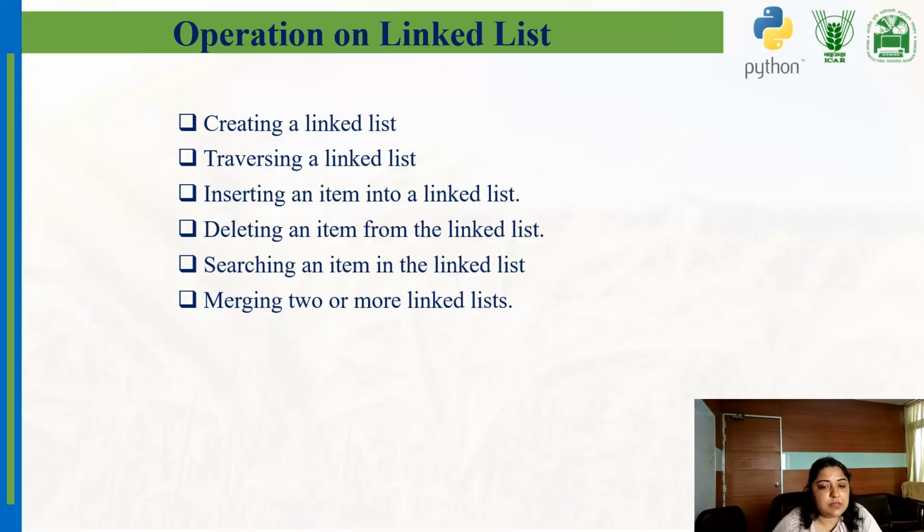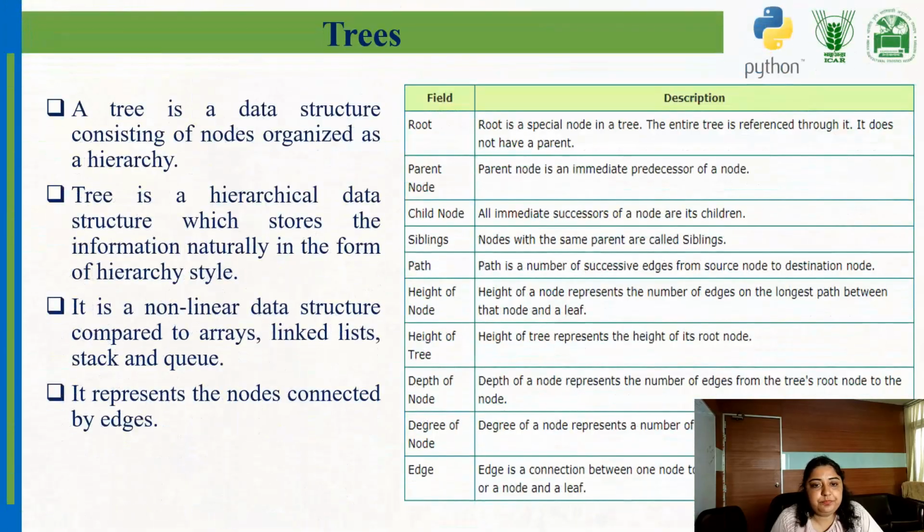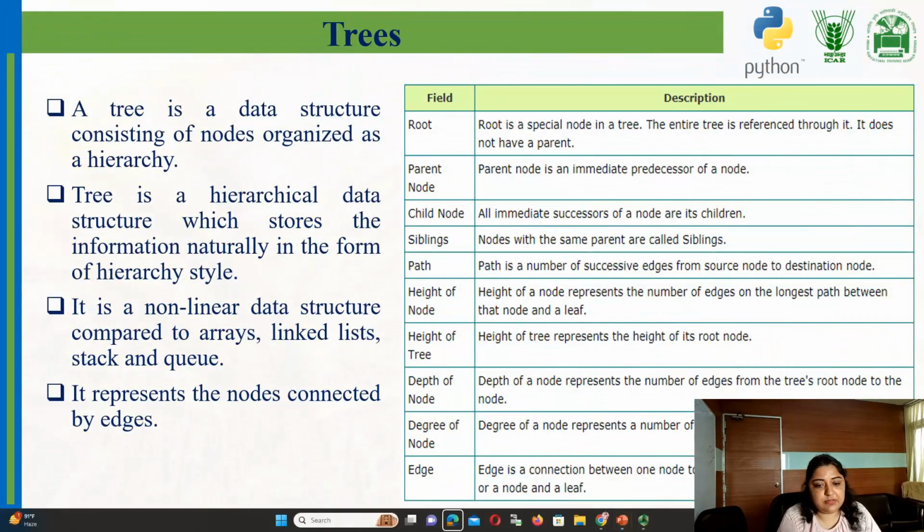Then searching an item in the linked list. Using the searching option, you can search the item by following the forward pointer. Then merging linked lists means you are combining different linked lists. Let us discuss in Python.